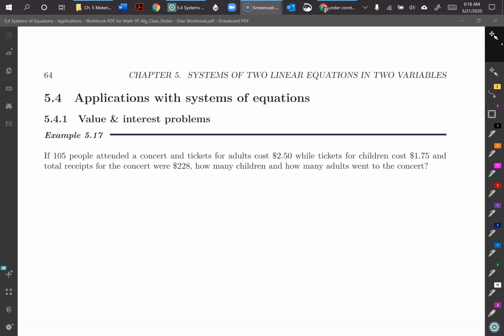Okay, in this video set we're going to look at page 64 of your workbook, Applications with Systems of Equations. It's section 5.4. And you should be familiar with these types of problems. We're just going to set them up as a system.